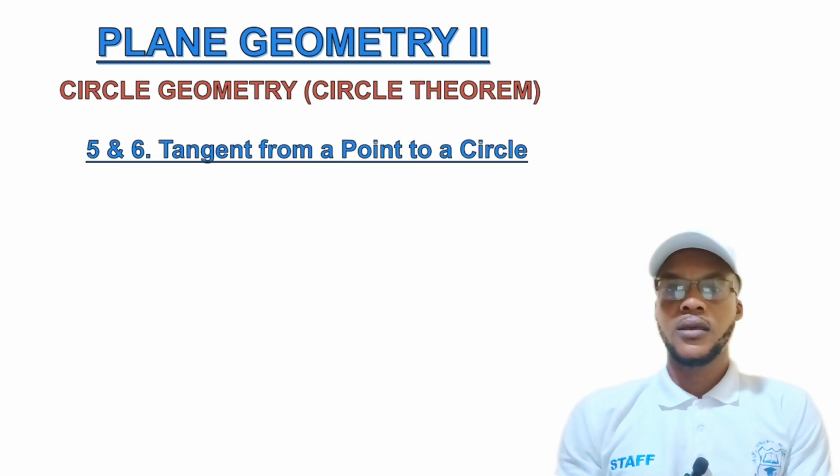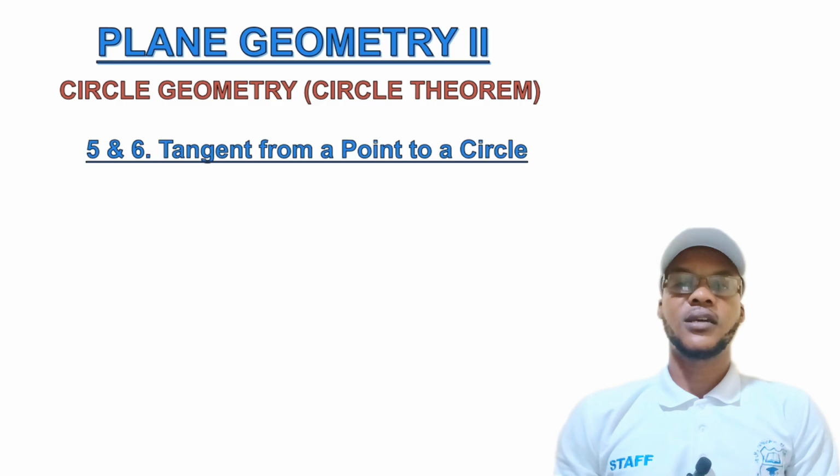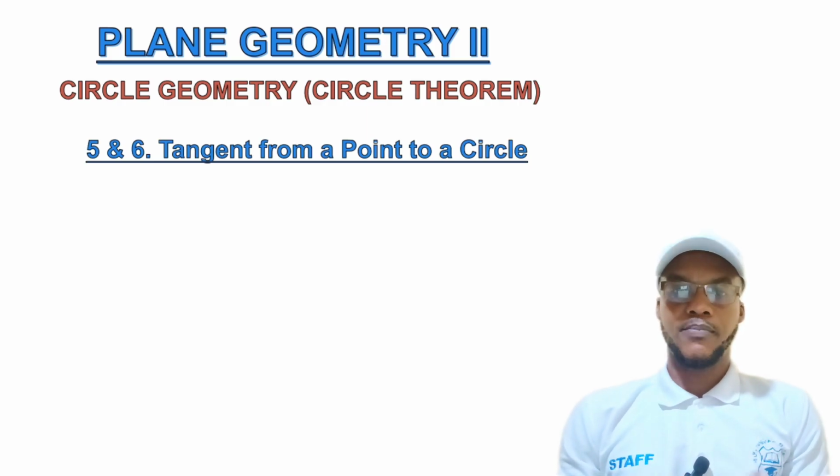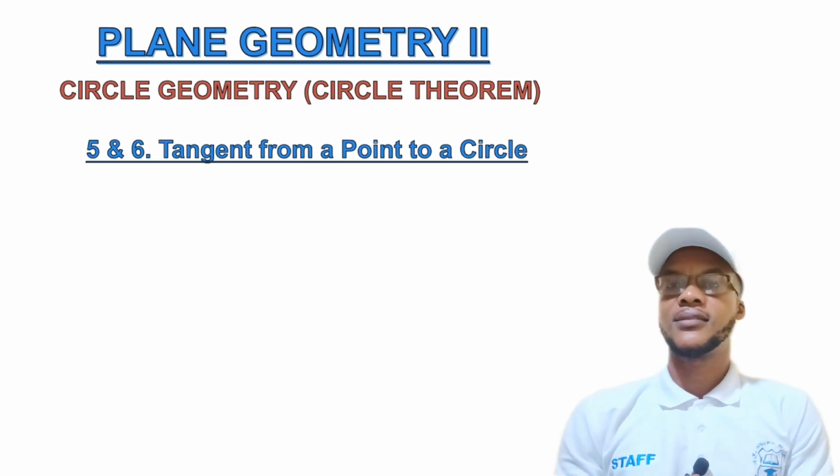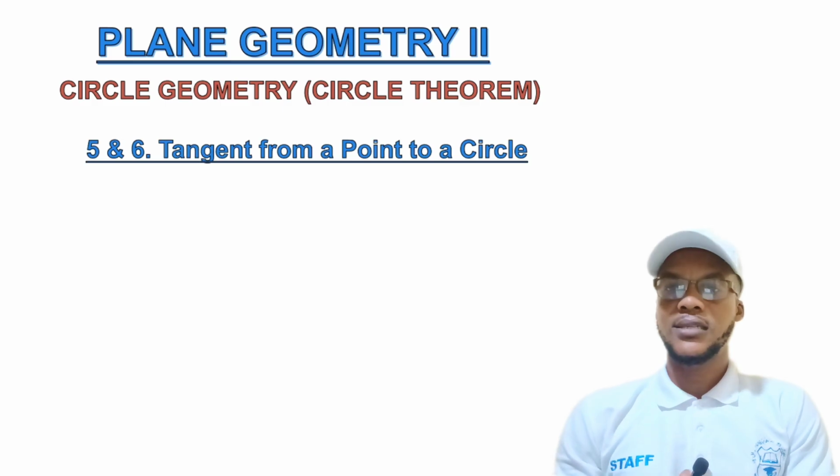We are still on the concept of circle geometry. In our previous lesson, we dealt with the fourth theorem, but today we are combining the fifth and the sixth. We are almost done with the eight theorems I gave. After we are done going through all the eight basic theorems, we are going to take some past questions and examples and go through.